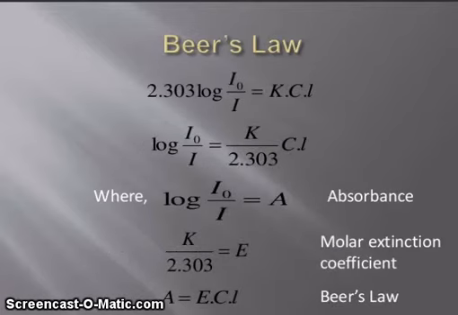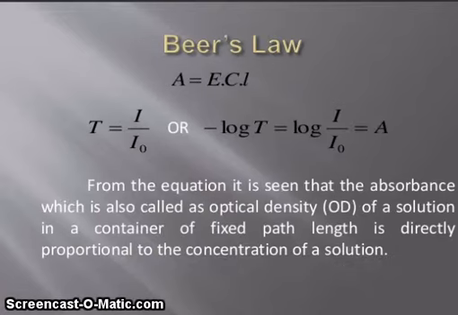Beer's law: 2.303 log I naught by I is equal to kcl. Log I naught by I is equal to k divided by 2.303 cl, where log I naught by I is absorbance, and k/2.303 is equal to epsilon, the molar extinction coefficient. So A is equal to εcl, Beer's law. T is equal to I by I naught, or minus log T is equal to log I naught by I, which is absorbance.